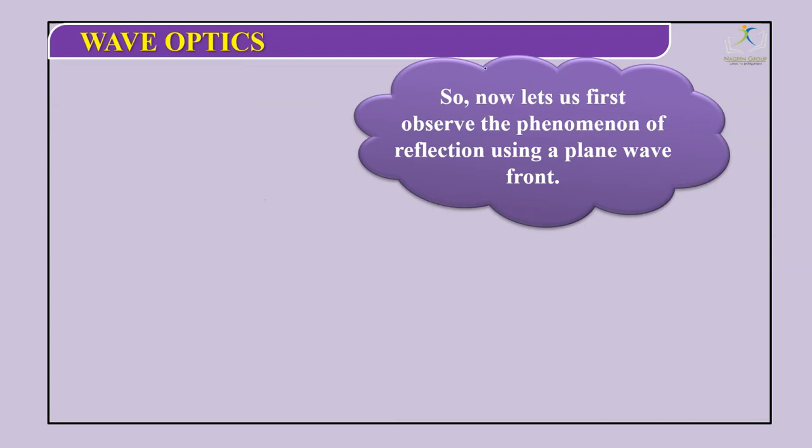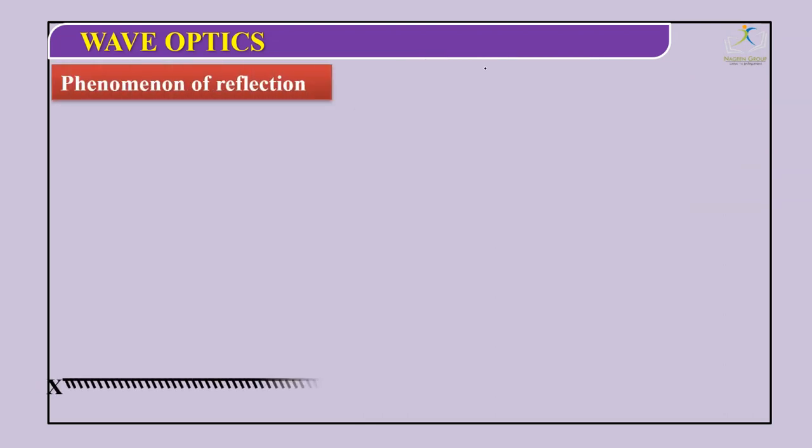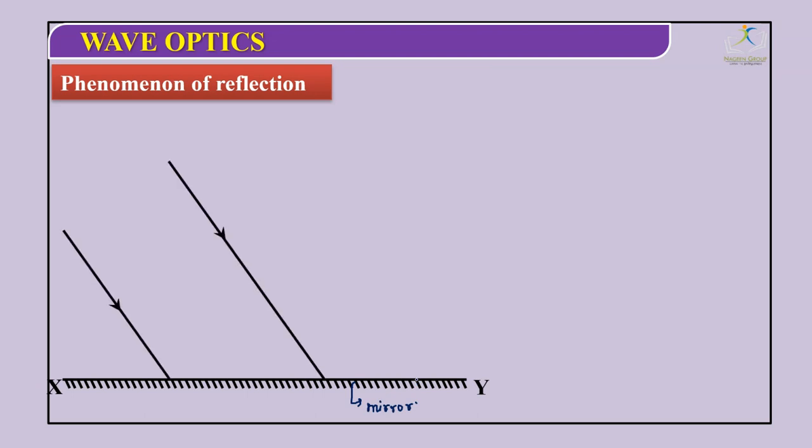Now let's first observe the phenomenon of reflection by using a plane wavefront. We are taking a surface which is completely smooth. We can take the surface as a mirror also. So this is the wavefront AB, and as you can see, this is moving from one point to another point. This is the motion of a wave.